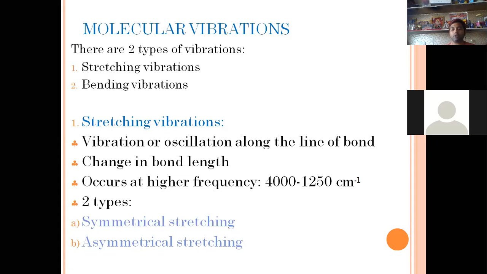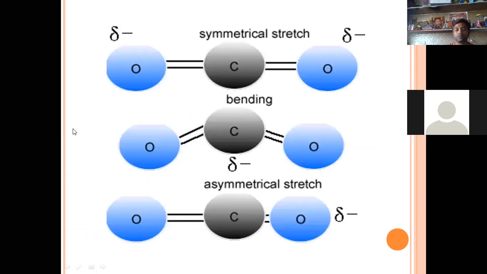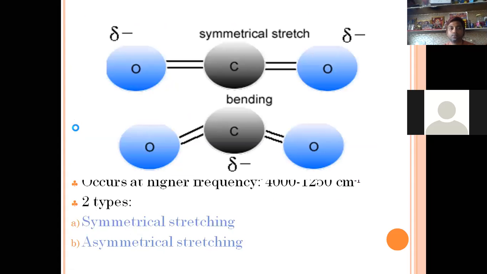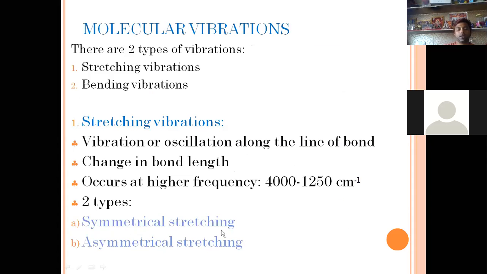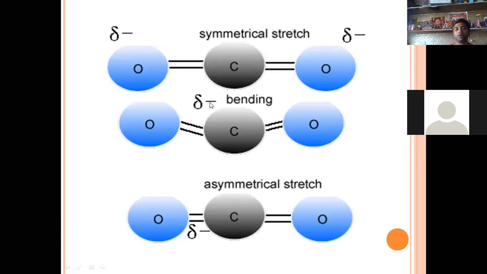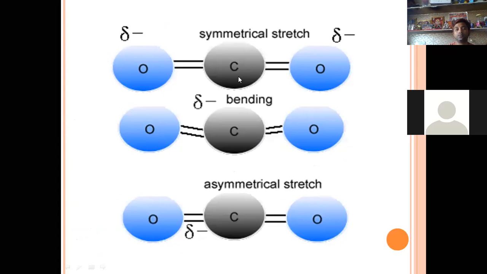It occurs at higher frequency, 1250 per centimeter to 4000 per centimeter. The stretching vibrations are of two types: symmetrical stretching and asymmetrical stretching, which we'll discuss. This is one example of a carbon dioxide molecule.